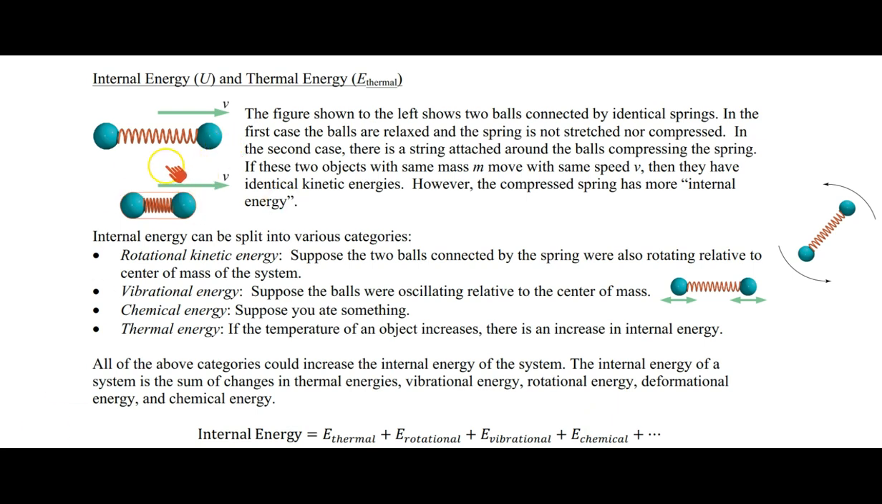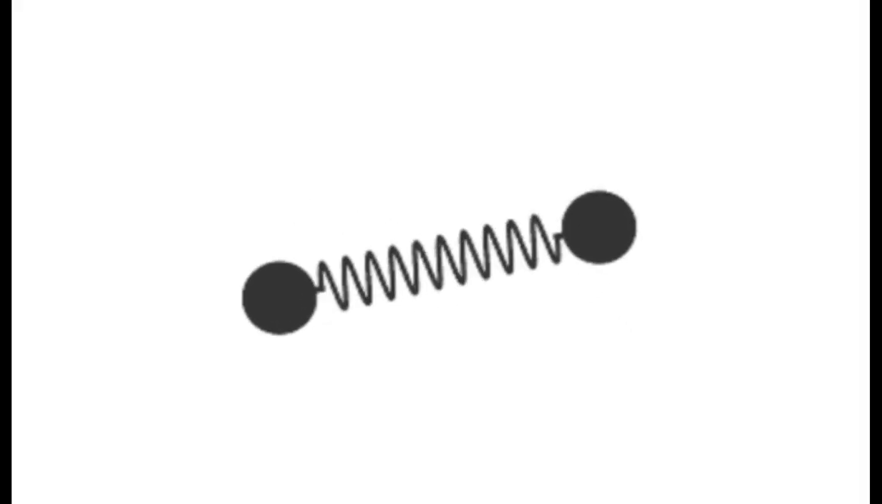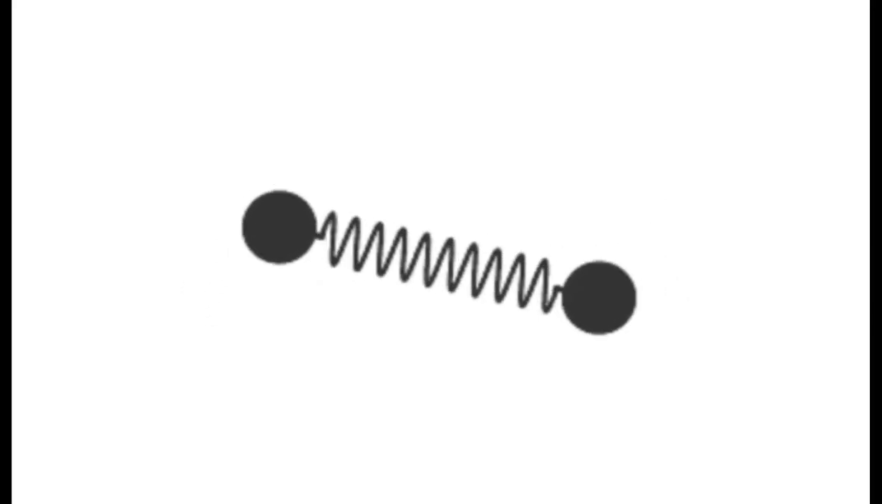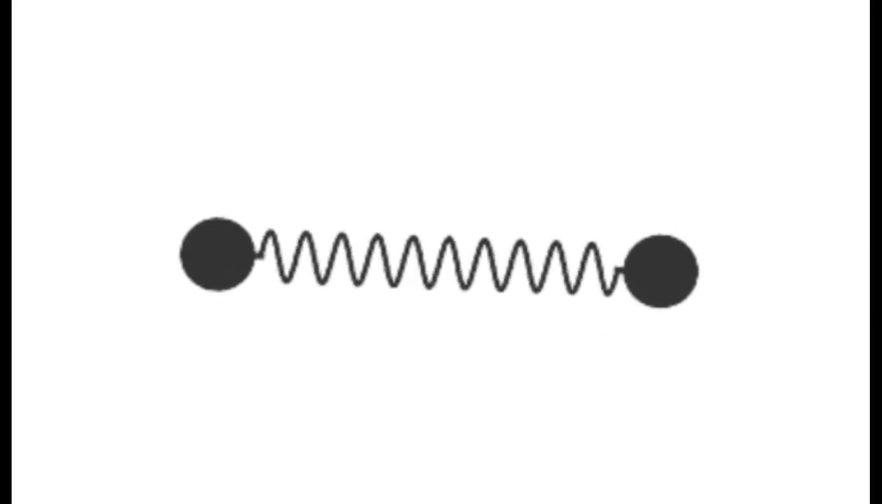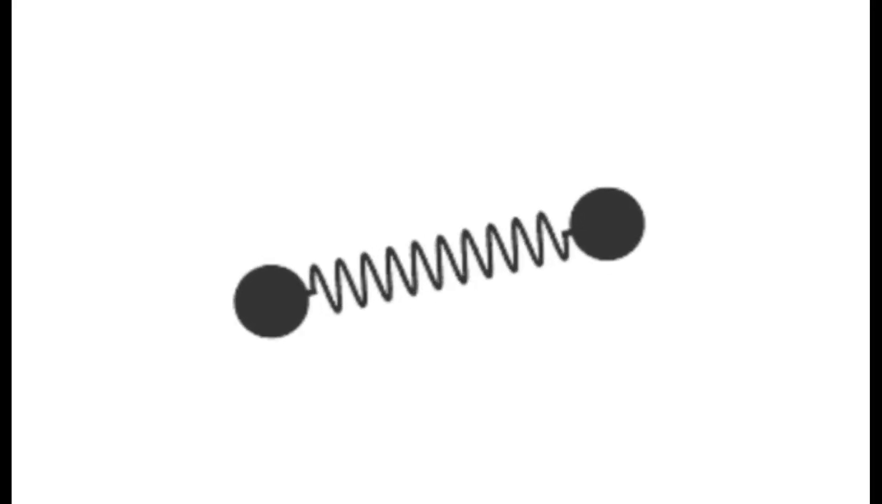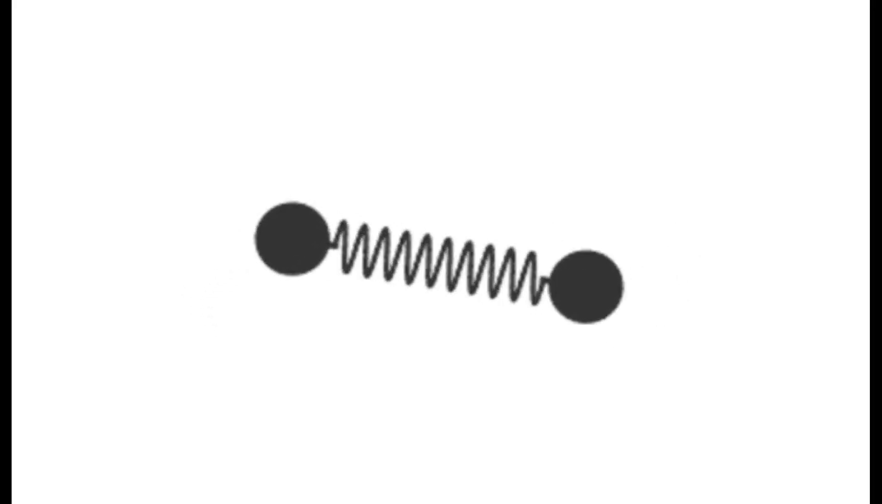If we go back to our earlier system and we were to start rotating it about its center of mass, then we would have that rotational kinetic energy. If we were to take each of these balls and push them a little bit inwards and let them oscillate back and forth, then we would have vibrational energy. Here's an animation of a two-ball spring system that has both vibrational and rotational kinetic energy.